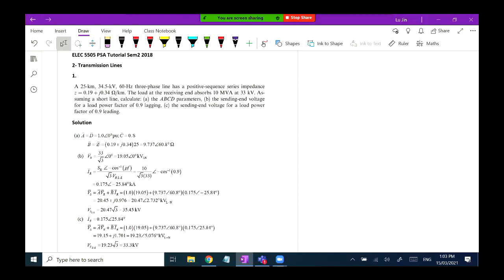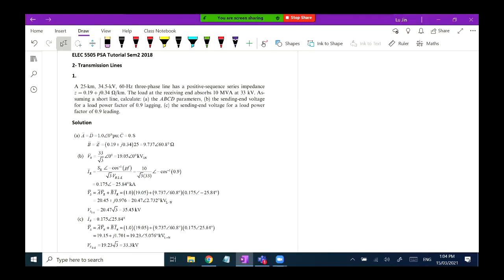Okay, so 25 kilometers, 34.5 kilovolts, 60 hertz, 3-phase line has a positive sequence, in other words, ABC sequence. Series impedance Z equal to 0.19 plus j0.34 ohms per kilometer. This lower z given in the condition is actually the unit impedance of the transmission line. When we work out the total impedance, we have to multiply that 25 kilometers by this unit impedance to get the total impedance. Okay, we talk about it later anyway.